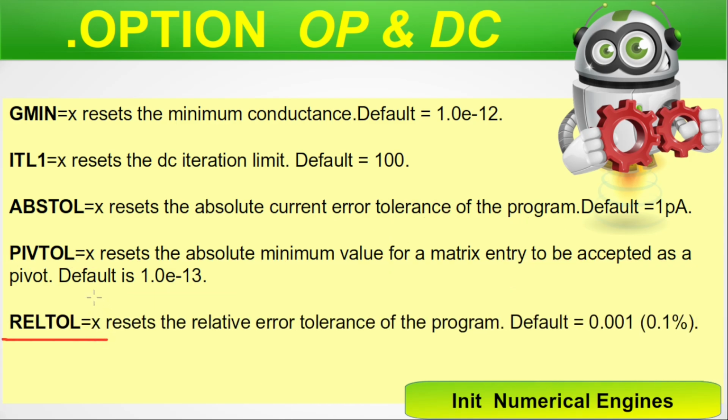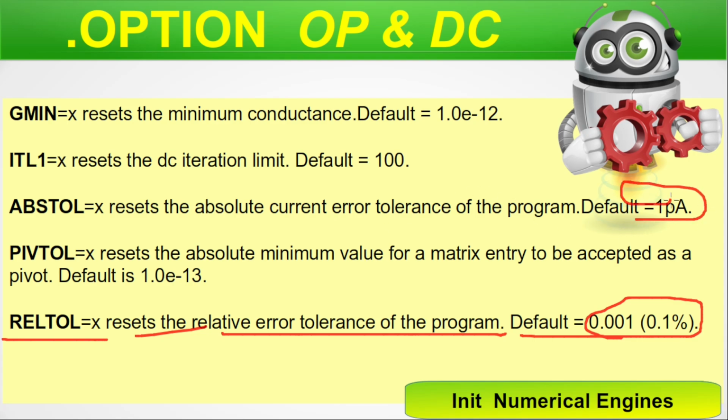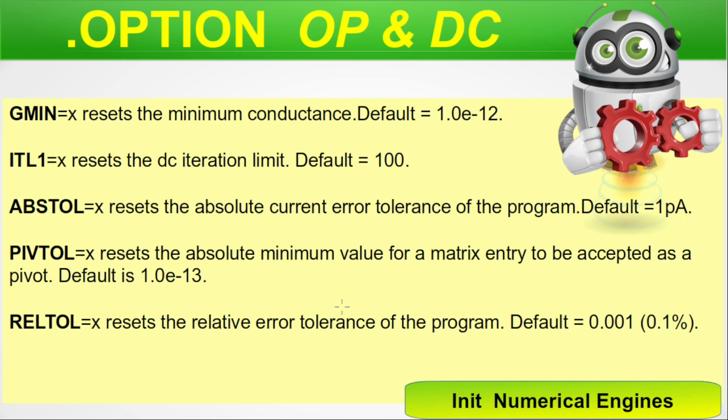RELTOL equal to X. So this is another tolerance that resets the relative error tolerance of the program. Default is 0.001, that is 0.1%. So we give an absolute error tolerance, and this is a relative error tolerance. These are a way of allowing the simulator to have some inaccuracies, so that at the cost of the inaccuracy, you achieve your result within time. Or in case the SPICE simulation is stuck at a non-moving point, you can tweak these options to move out of that situation.